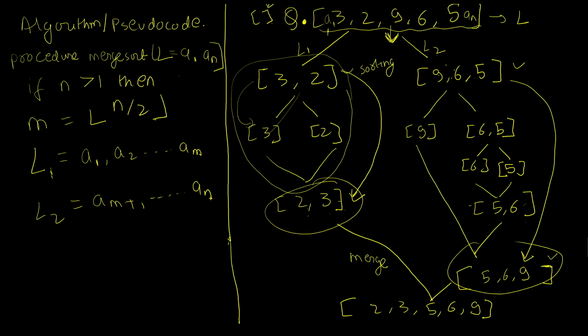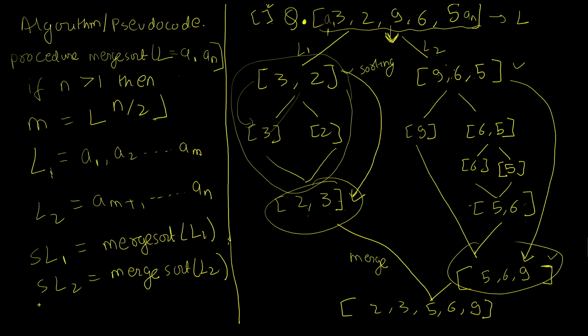Now what do I need to do next? I need to sort these lists, and that happens recursively using the same algorithm. So I'm going to say sorted list 1 is equal to merge sort L1. I'm going to say sorted list 2 is equal to merge sort L2, and I'm going to initialize my final sorted list L as merge. I'll tell you what merge is.